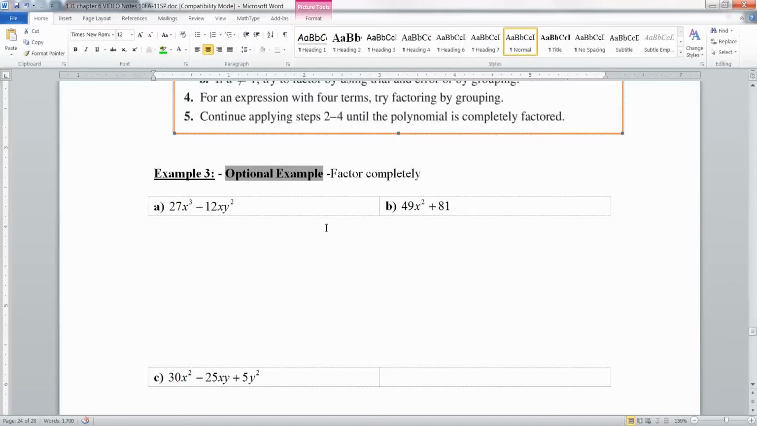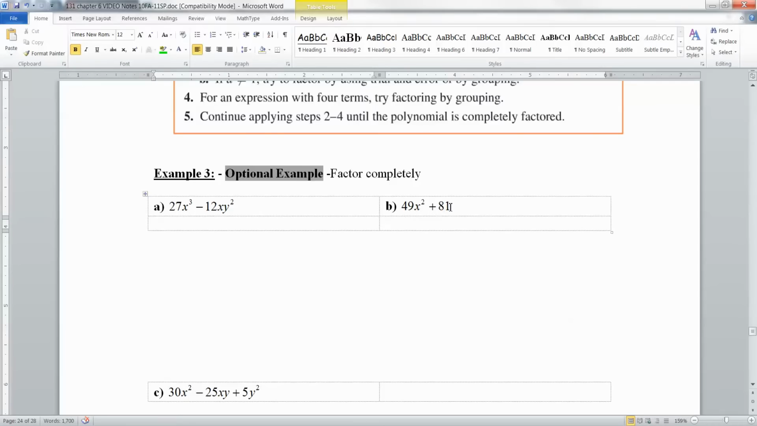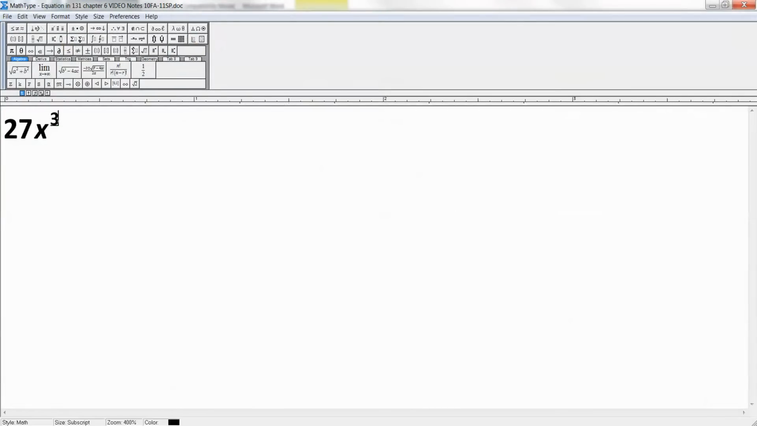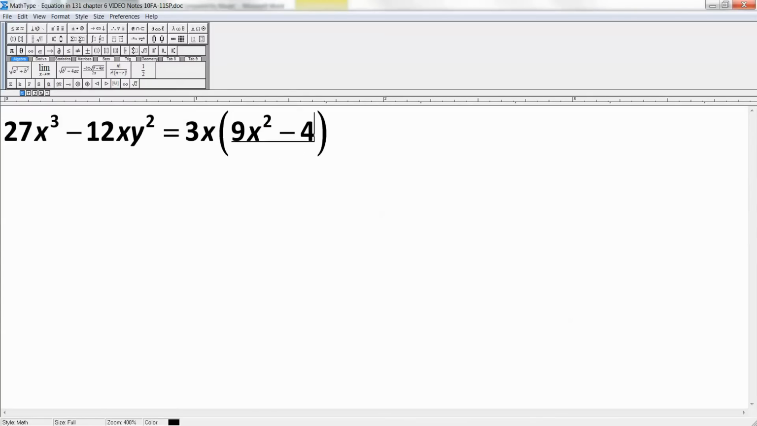Okay, so let's look here. These ones are binomial, so they're probably going to be kind of special. Let's see if we can make it work. The first thing I want to do is look for a GCF on this one. So it's 27xy cubed minus 12xy squared. So we could take out an x from both things, and we could take out a 3, right? Because 3 goes into 27, 3 goes into 12. That'll leave you 9x squared minus 4y squared.